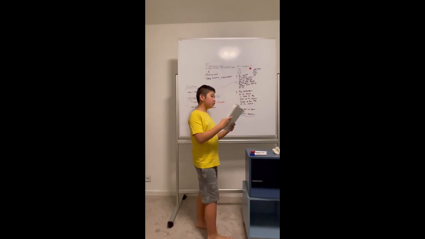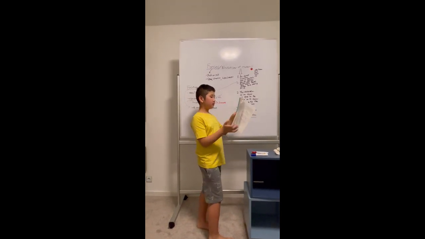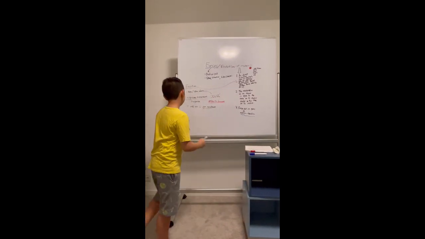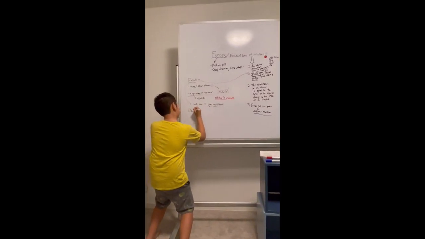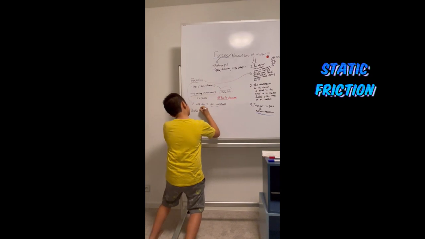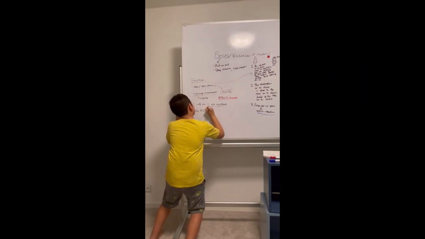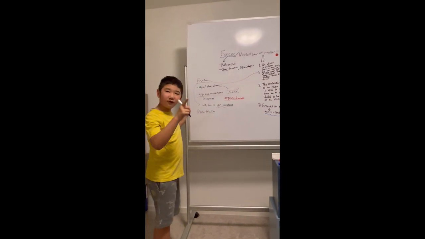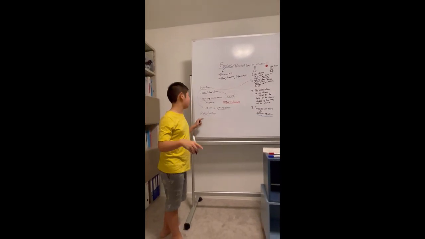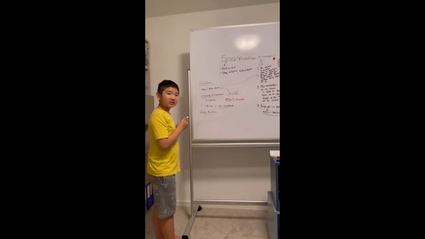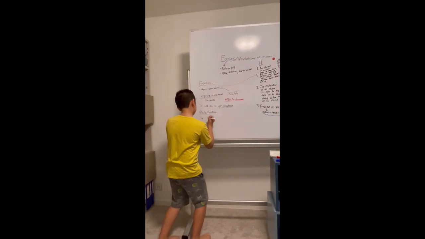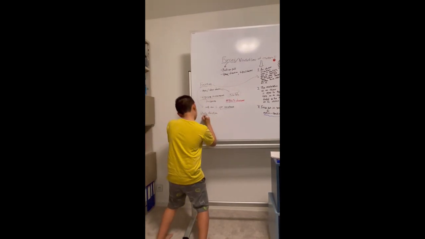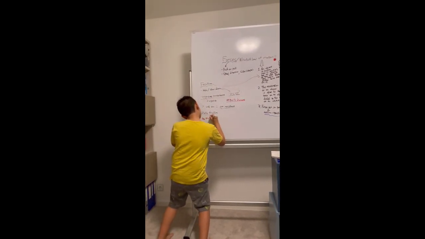And the next one would be static friction. Static friction is a type of force, but it's different. Like yesterday, we were doing levers, first class, second class, and third class, it's similar to that. So static friction is like no motion. No motion.